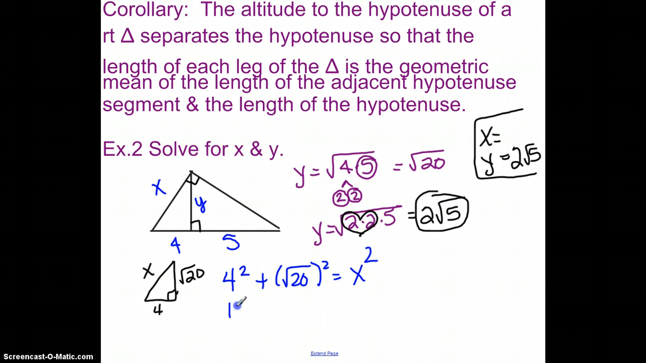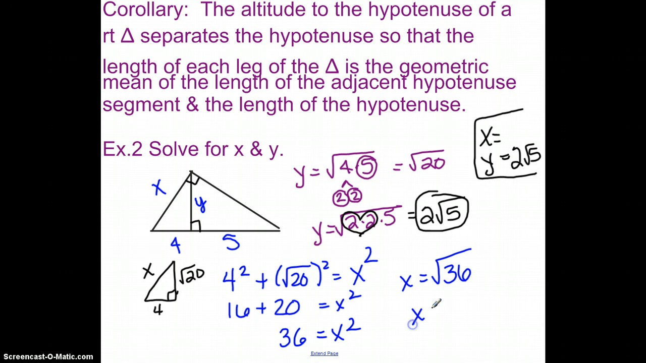4 squared is 16. When you square a square root, they cancel each other out, so you'll be left with just 20. So 16 and 20 is 36. So to find x, I need to do the square root of 36, which is 6. Now I knew that because it happened to be a perfect square root.